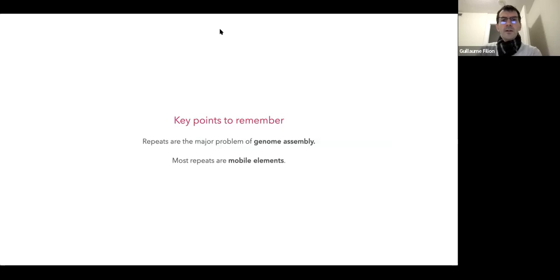So that's it. That's a pretty dense part, and most of the details are not super important. What matters is the practice. But the key point to remember from this theoretical overview is that repeats are the major problem of genome assembly. That's the one thing that makes it hard. Otherwise, it'd be pretty easy. And most repeats in the genomes that we manipulate every day are mobile elements. They correspond to 50 or even more % of the genome in the case of humans.